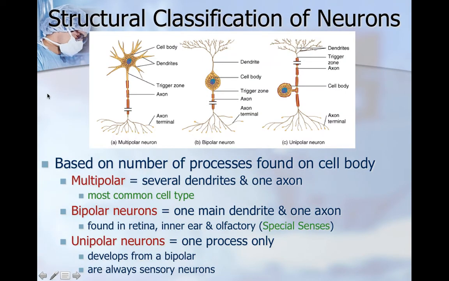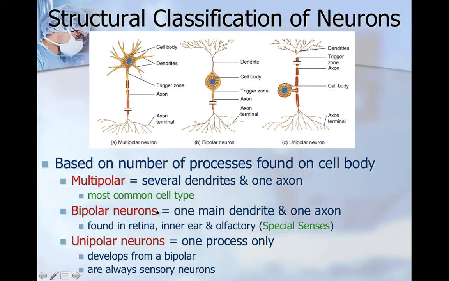Now for structural classification of neurons, this is going to be very useful for your little activity for today. You're going to be drawing some examples of these different types of neurons and coloring them in and labeling them. We first have these different types of neurons. They're based upon the number of processes found on the cell body. So for example, we got the multipolar neuron, which has several dendrites and one axon. So multipolar, we've got all these dendrites branching off, and then there's one axon coming off. All right? This is the most common type of neuron that is in the human body.